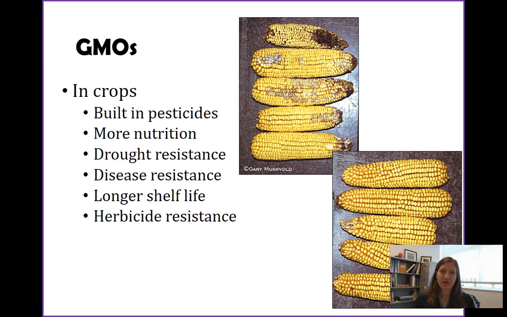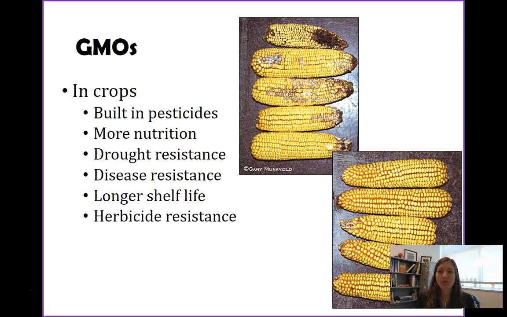Why use them though? If you think about the rose, having a purple rose, that's cool. But why do we do it for our food? Obviously, we're not trying to turn our food purple. So there's a couple different reasons. The first one, and one of the most important ones, is built-in pesticides.